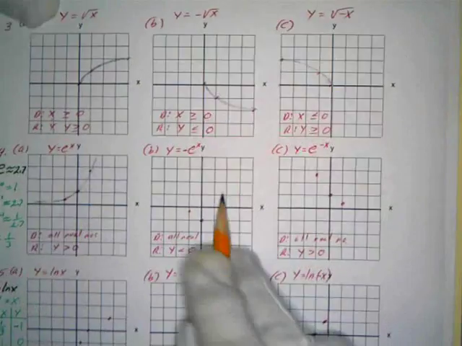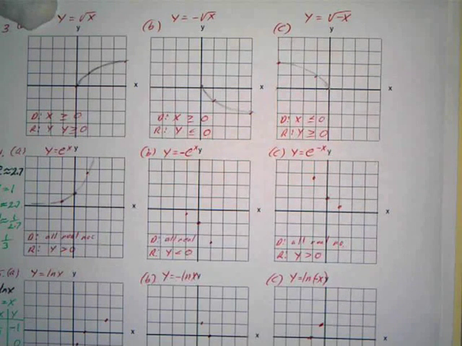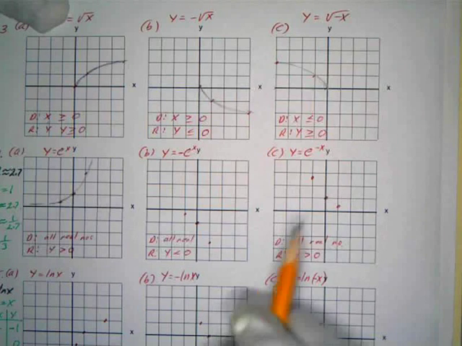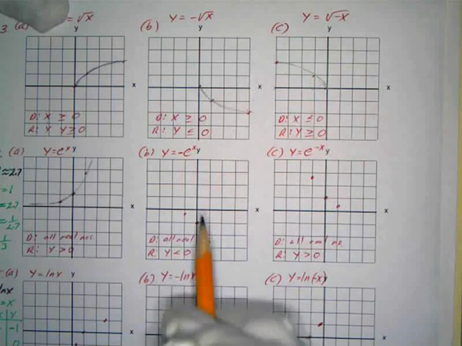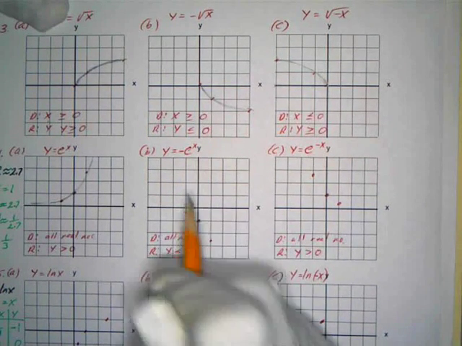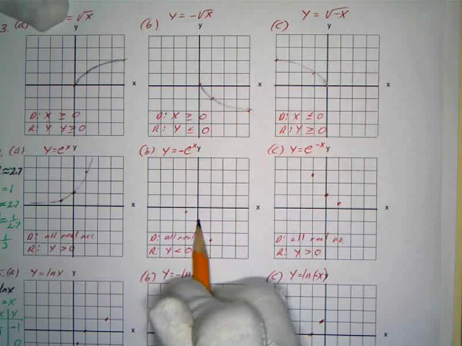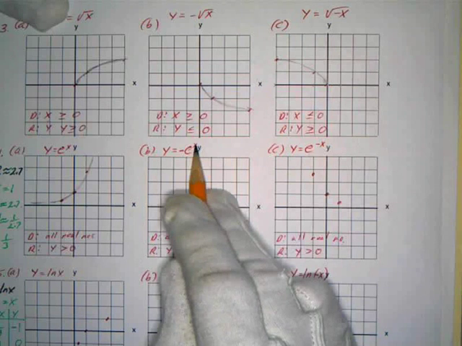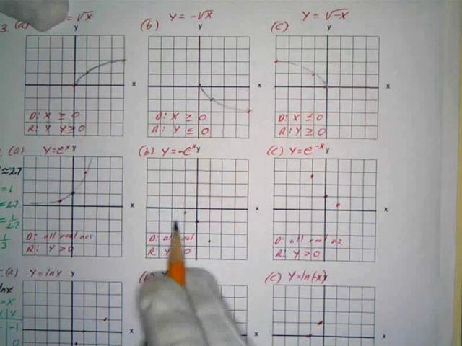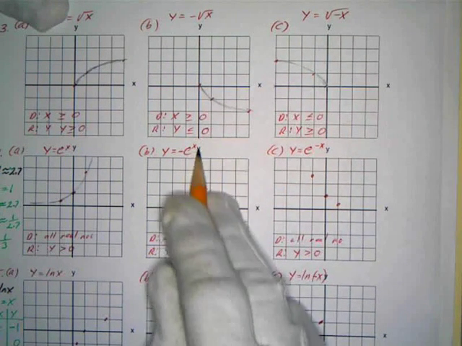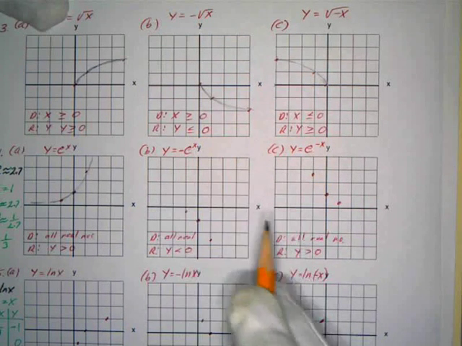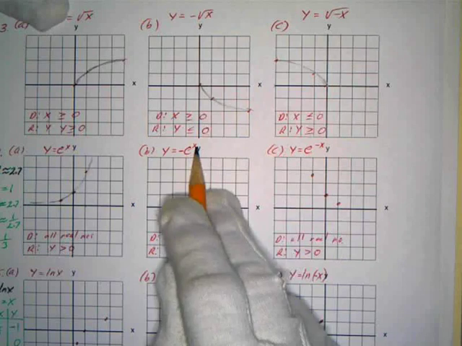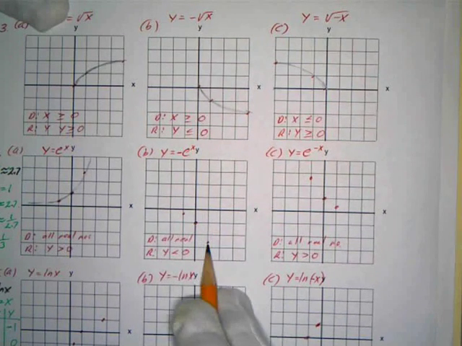Okay, and then y equals negative e to the x. Okay, negative e to the x. So when x is 0, e to the 0 is just 1, so that's going to be negative 1. And when x is negative 1, that's going to be 1 over e, which is 1/3, so that's going to be negative 1/3. And when x is 1, that's going to be e, so that's going to be negative e, or negative 2.7.